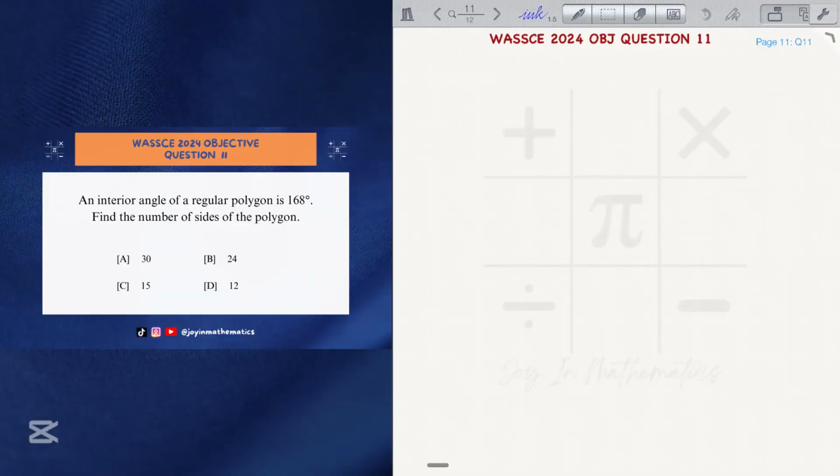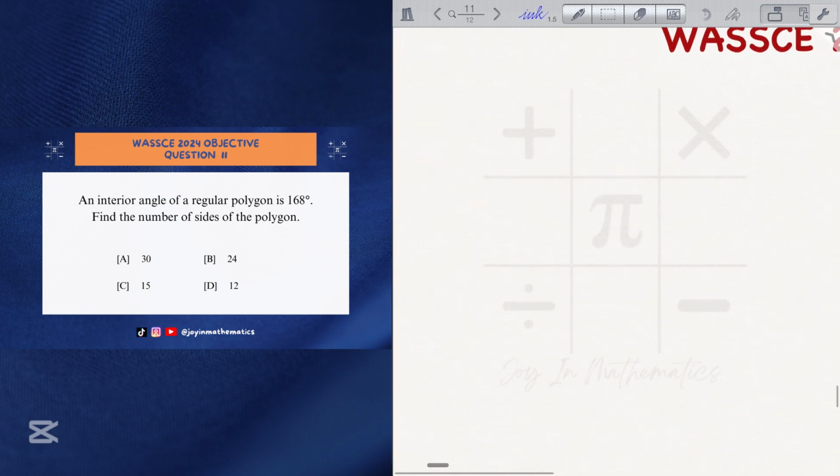Now we have WASSCE 2024 objective question number 11. The question says an interior angle of a regular polygon is 168 degrees. Find the number of sides of the polygon. Now this is a question on polygons, so let us begin with writing out the formulas involved in simplifying polygon questions.